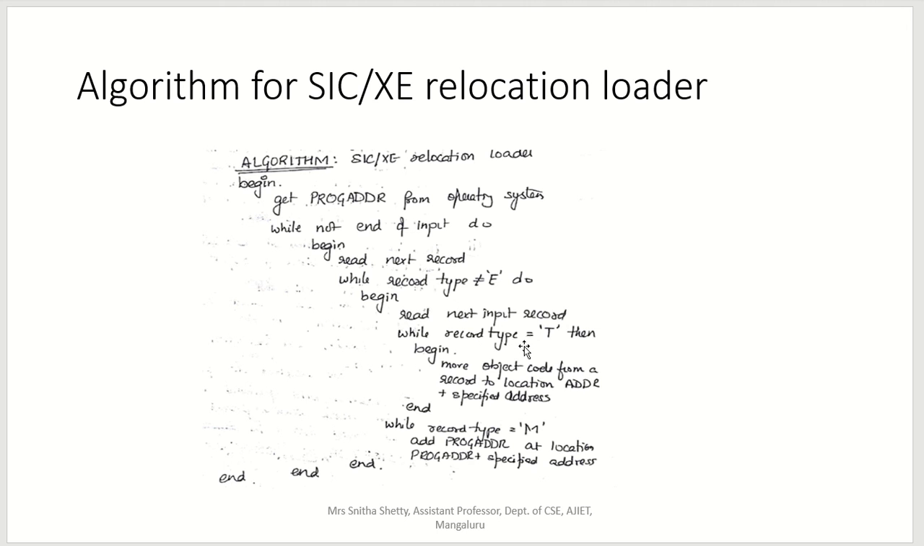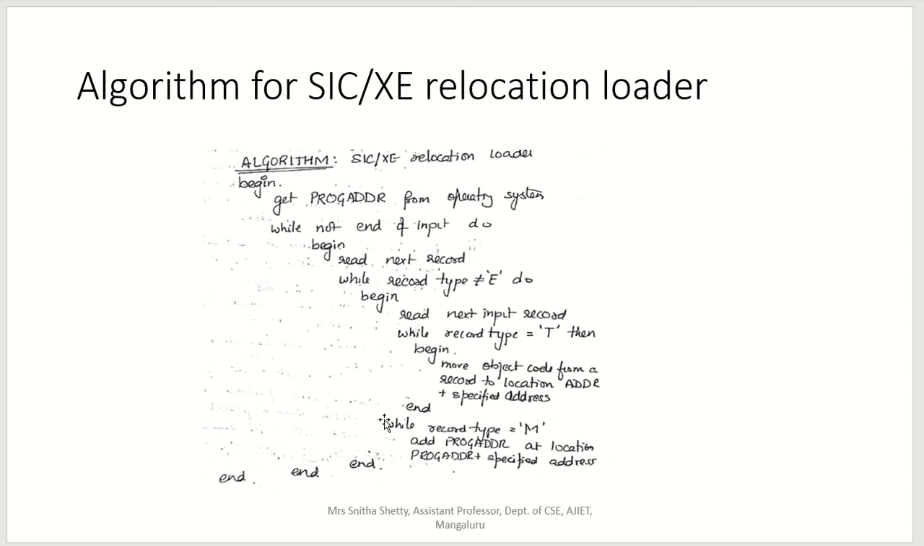When the next record is T, the text record, what does the text record contain? The text record contains all the object codes. So move all the object code from the record to the location address plus the specified address.